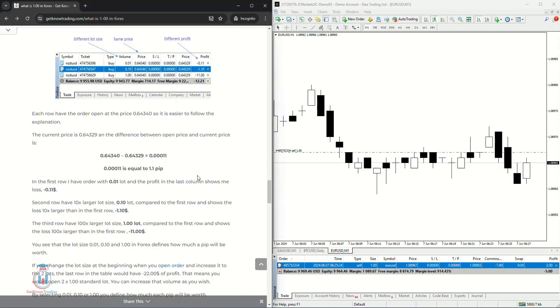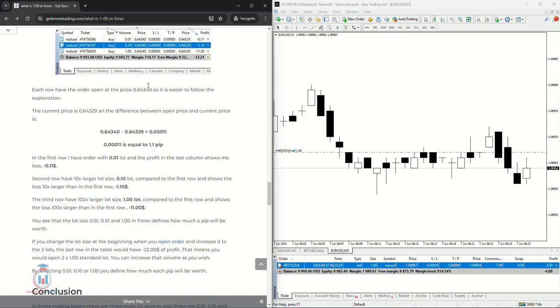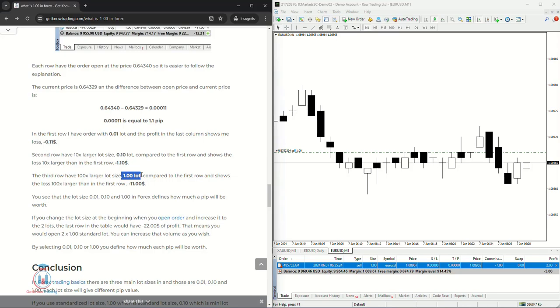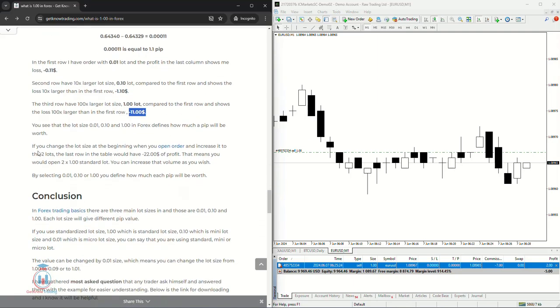Now, you can see also the calculation here, how this has been done, how the trading platform has calculated. Whenever you have a price difference, you can see that 0.0011 is equal to 1.1 pip. So 1.1 pip multiplied with one lot size, where for one lot 1 pip is equal to $10, you get minus $11. Now you can see also one of the examples. If you change the lot size at the beginning when you open an order and increase it to 2 lots, the last row in the table would have minus 22.